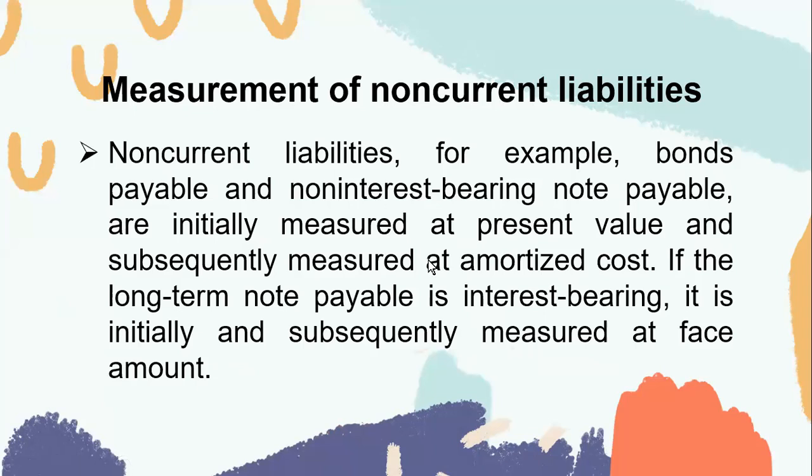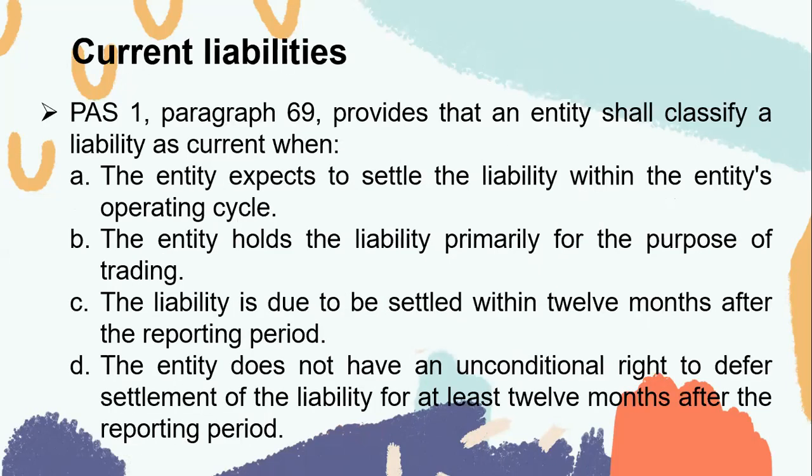So next is the measurement of non-current liability. For non-current liabilities, for example bonds payable and non-interest-bearing notes, the initial measurement is at present value and the subsequent measurement is at amortized cost. If the long-term note payable is interest-bearing, it is initially and subsequently measured at face amount. Next slide, Ate.